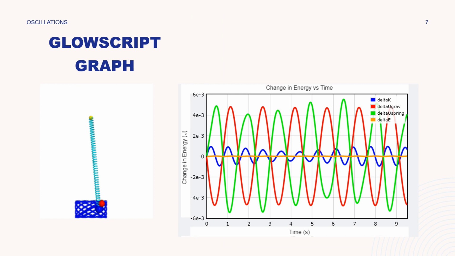Here's our GlowScript results. On the left-hand side, we can find the final movement of the ball, and on the right-hand side, we can find the graph for all the energies. We can immediately see that the energy principle was obeyed, as our delta E was consistently 0, which suggests that there was no energy increase or decrease in the system at all. We can also see that our delta U spring and delta U grav are equal and opposite in magnitude. As for the delta K, the magnitude of the change in values is a bit smaller.